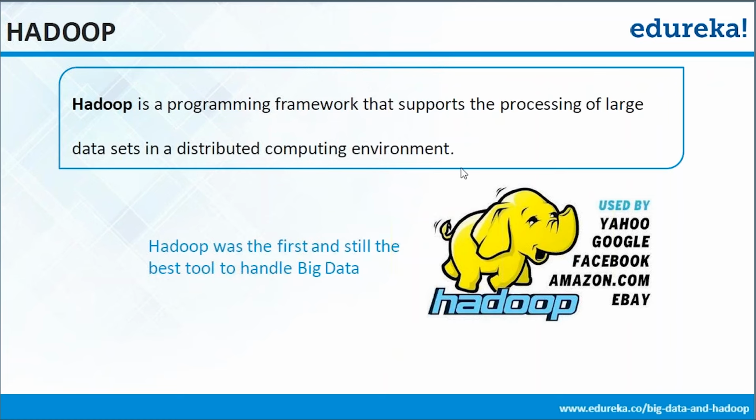Hadoop is a programming framework that supports the processing of large data sets in a distributed computing environment. First and still the best tool to handle big data. There are lots and lots of tools today. People are talking about Spark, Storm, Spark Streaming, Flink. You'll have lots and lots of derivatives and flavors coming out of Apache. Hadoop still continues to be one of the most powerful ones, and the investment will get closer to $2 billion by 2020, growing at a staggering rate of 58% year over year. So there's no way Hadoop is going down.